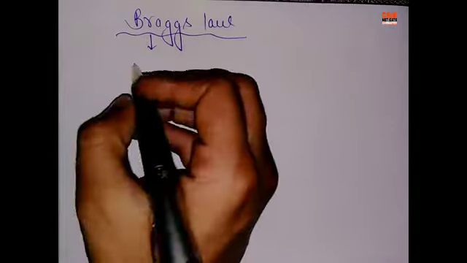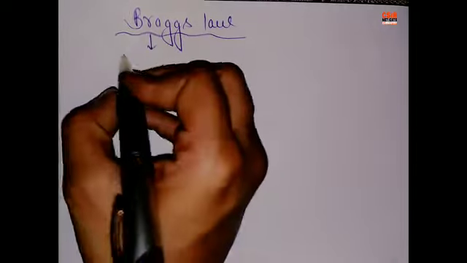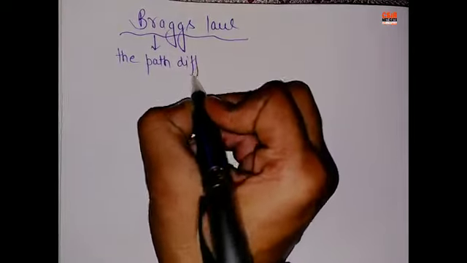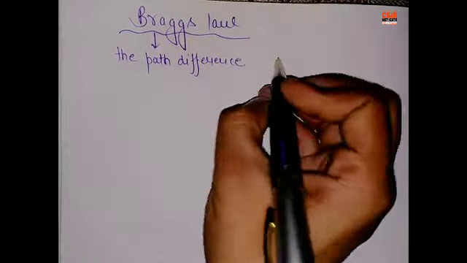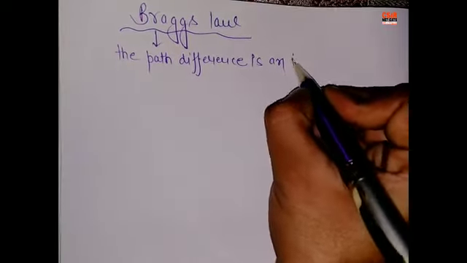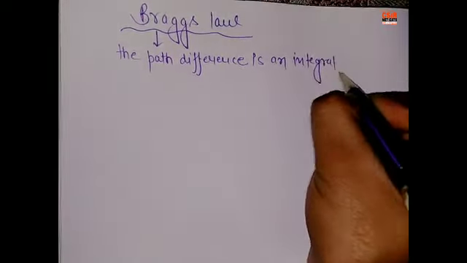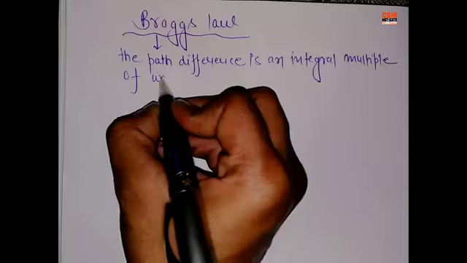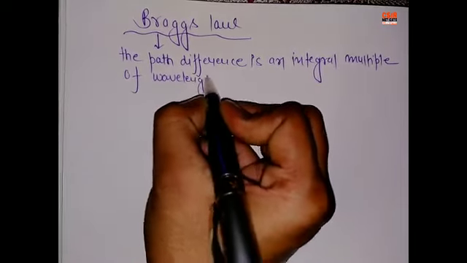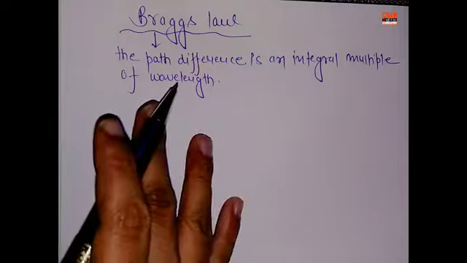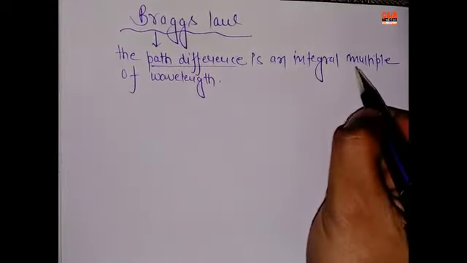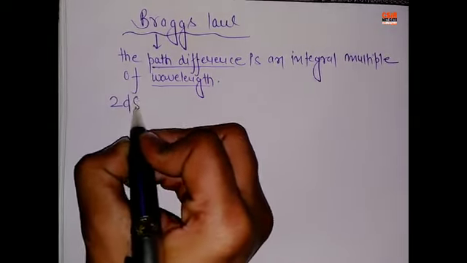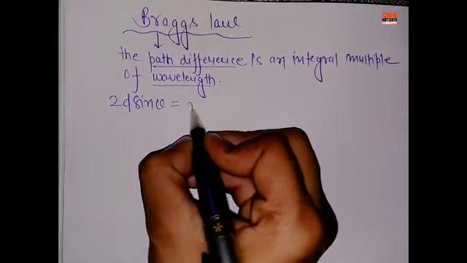So Bragg's law says that the path difference is an integral multiple of wavelength. Fine. Let's say we have a crystal structure and we have passed the X-ray, then the path difference will be an integral multiple of wavelength, which we write as 2d sine theta equals n lambda.